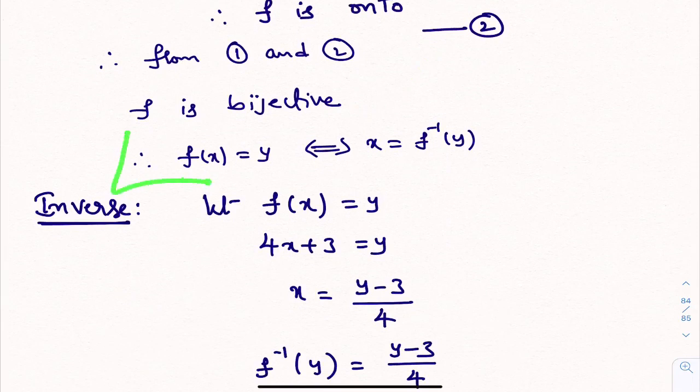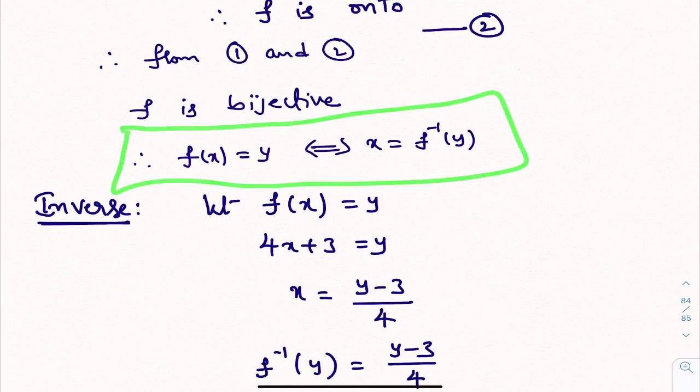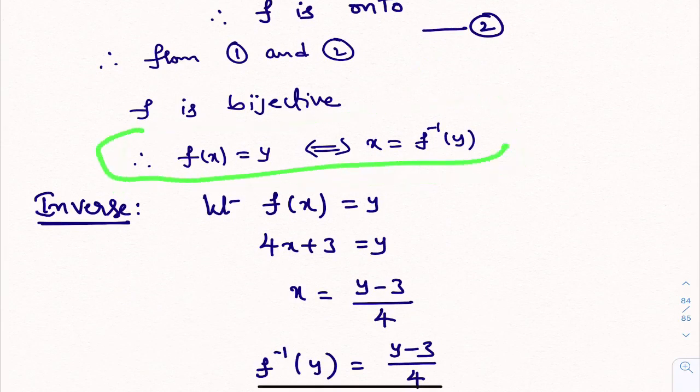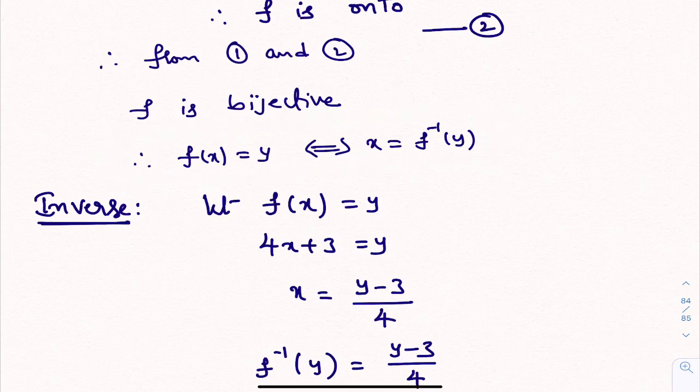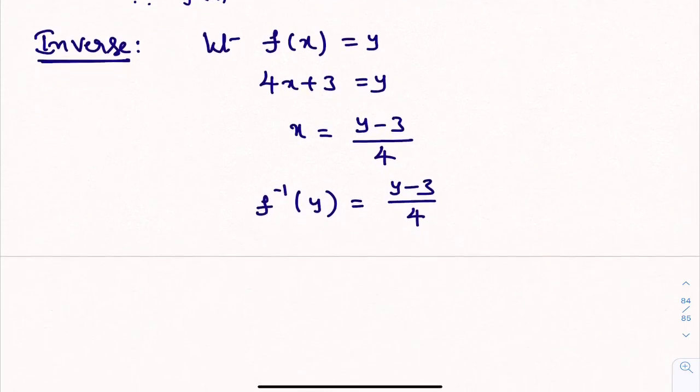When the function is bijective, then only you can write this. What is this? f of x equal to y, if and only if x equal to f inverse of y. This you can write only when the function is bijective. I hope you are understanding, right? This you can write only when the function is bijective, right? Okay, now they are asking to find the inverse of the function.